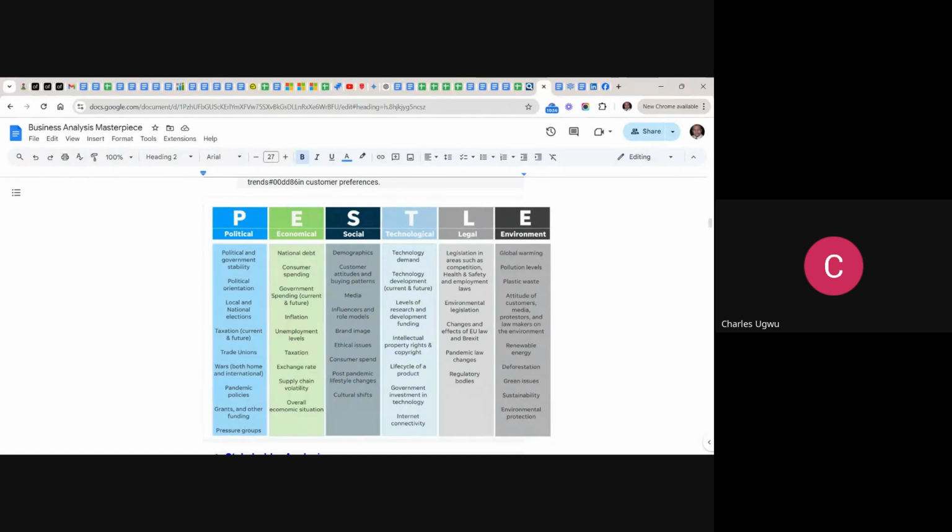Then we have technology. Technology demand, technology development, current and future level of research and development funding, intellectual property rights and copyright, life cycle of a product, government investment in technology, and internet connectivity. So in a society, a community where you are trying to operate, you have to understand their appetite towards technology.